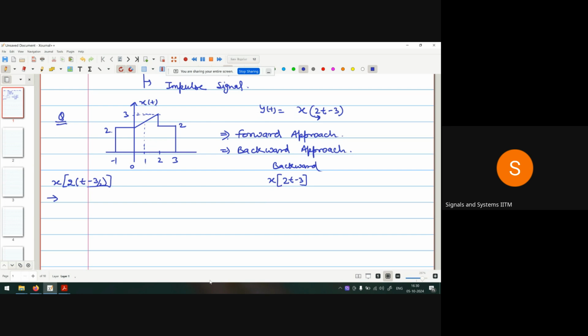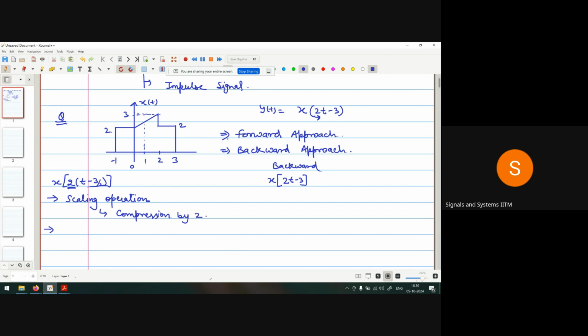Okay. So what is the meaning of forward approach? That is when I start from the forward side. So the first thing is that it is multiplied by 2. That means the first operation that we have to perform is the scaling operation. And which type of scaling operation is it? Compression by 2. This is the first operation.